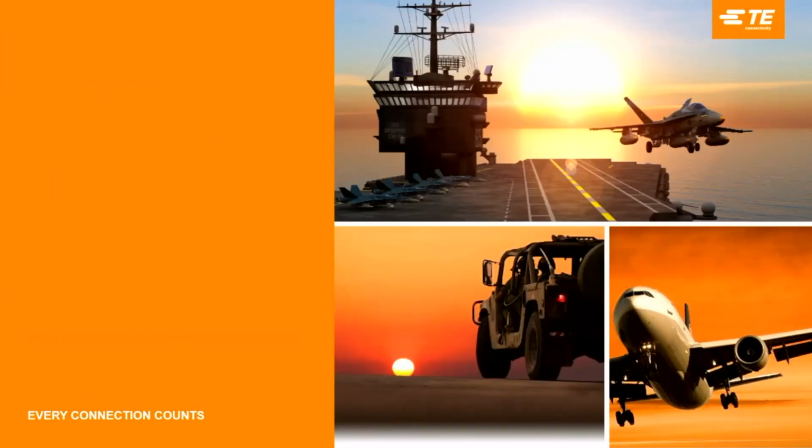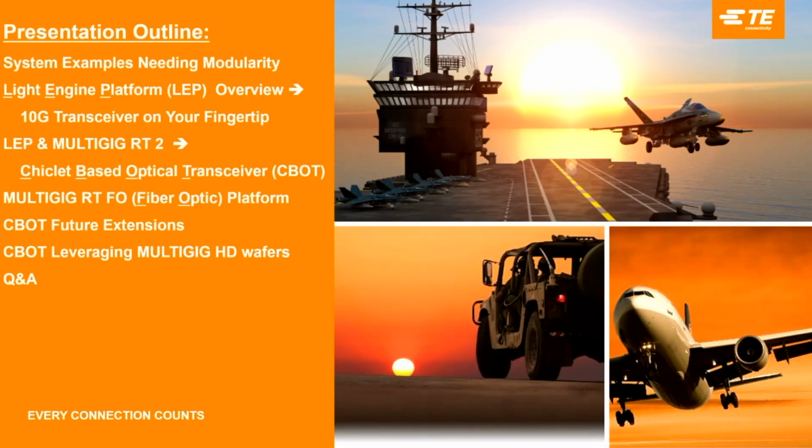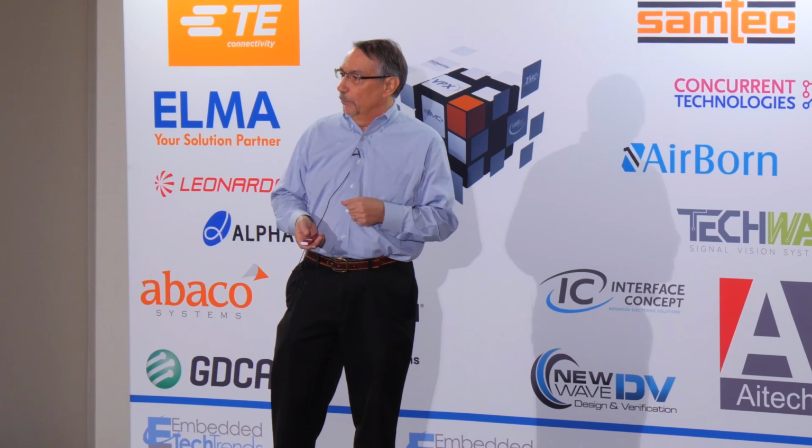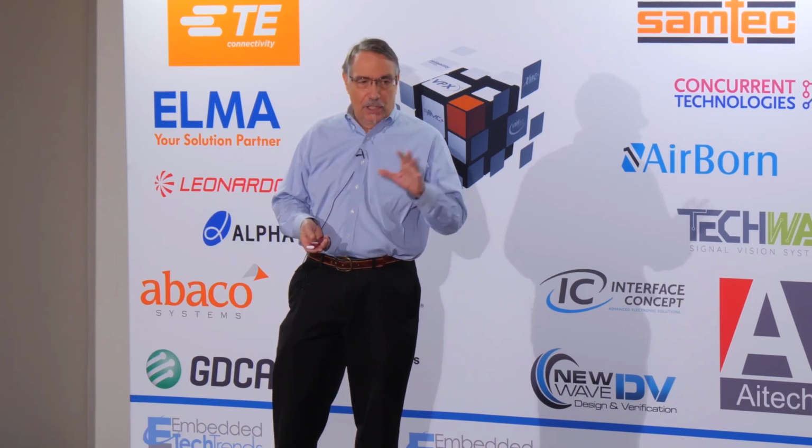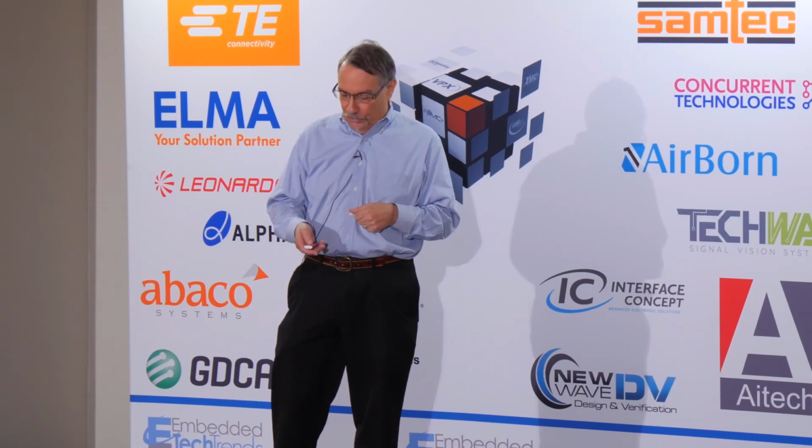So we're going to touch on some examples of systems where this modularity can be useful. I'm going to introduce you to a technology we call a light engine platform and go through some examples of how that led to marrying that technology to the electrical abilities of multi-gig RT2 and resulted in a transceiver capability. Then I'll talk about the product platform that's going to evolve from that, and take you into some future applications of things that we see on the horizon, both for that platform, but in terms of other ways you can use this technology.